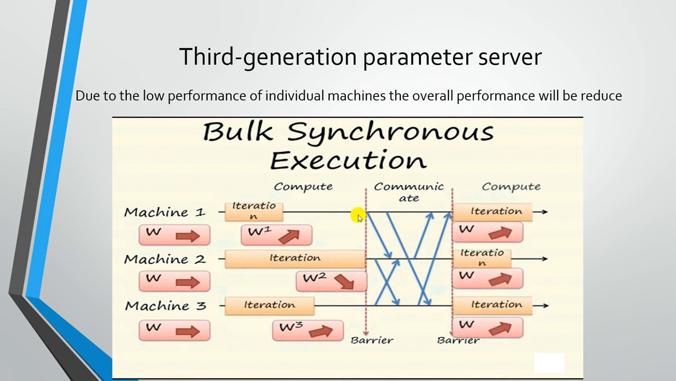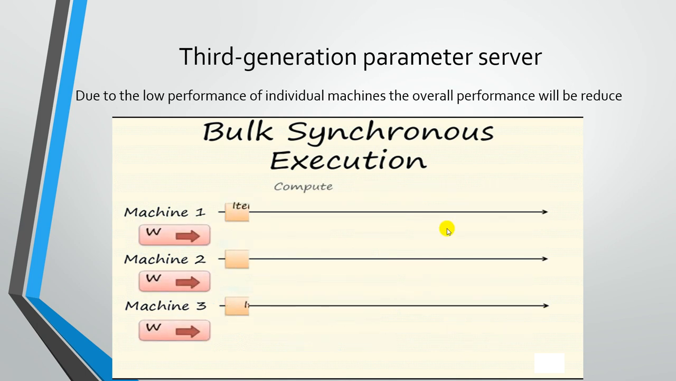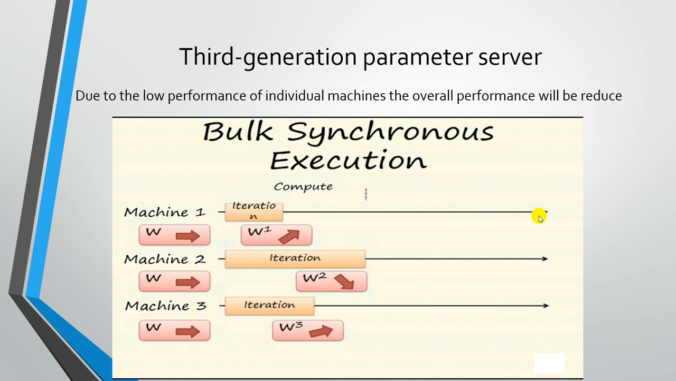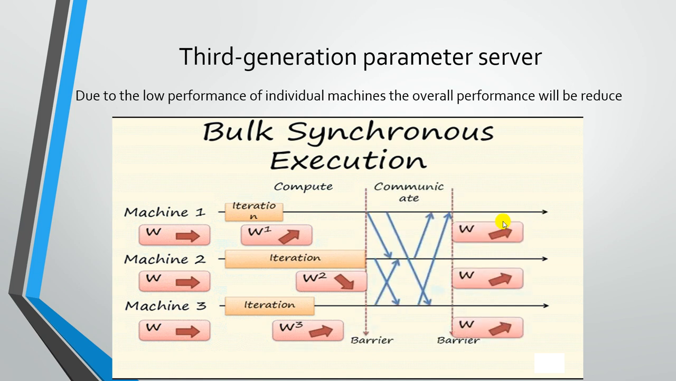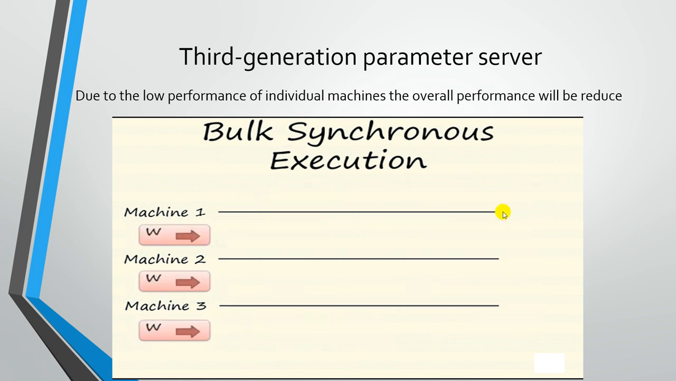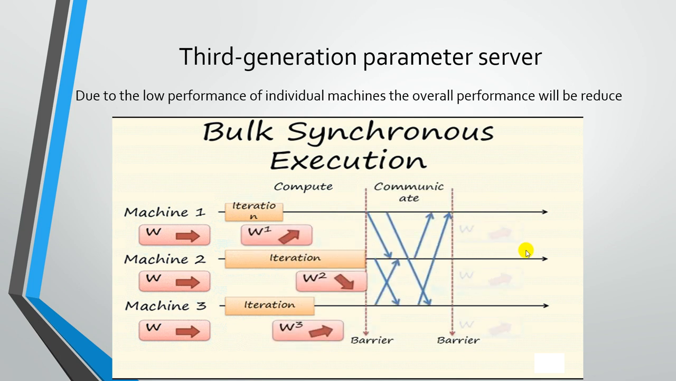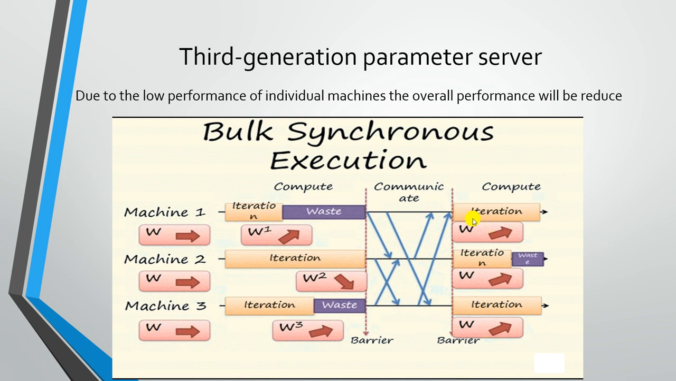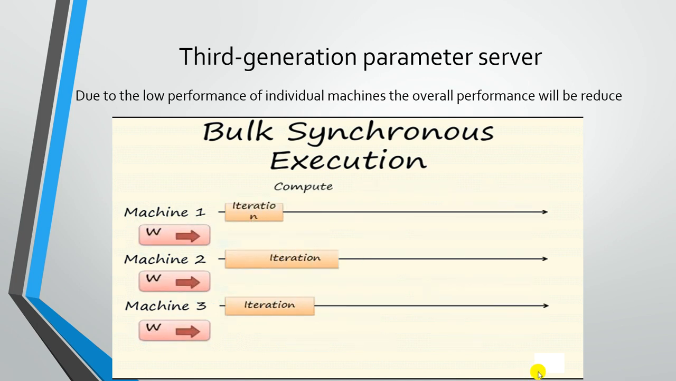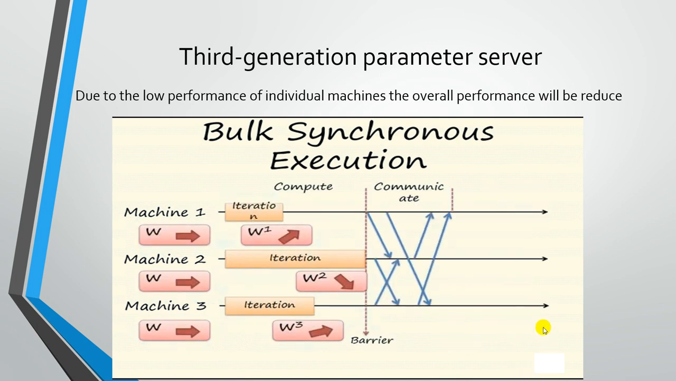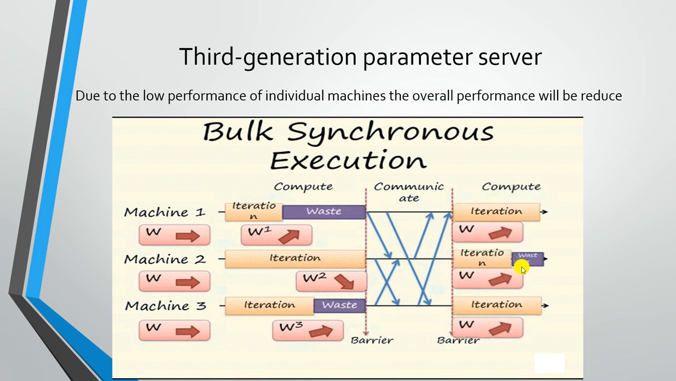In the other case, after the first iteration they finish the communication, then they start the second iteration. Here, machine 2 has performed its work fast, and machine 1 and machine 3 are still working. So machine 2 has to wait until machine 1 and machine 3 finish. That is a waste of time for the computers.